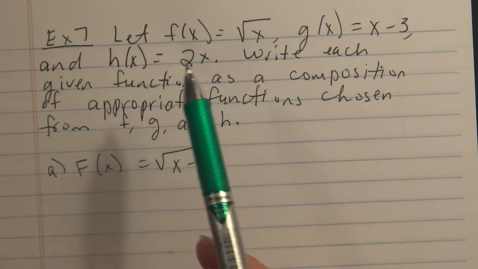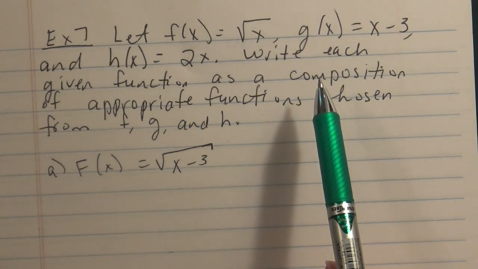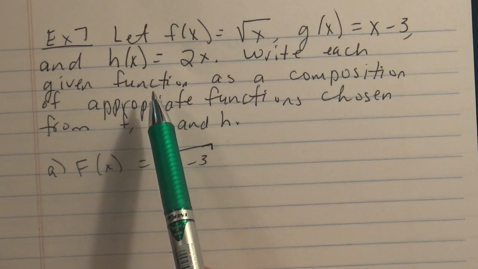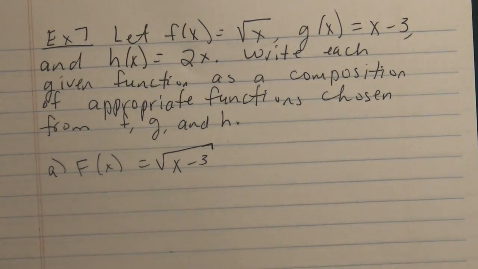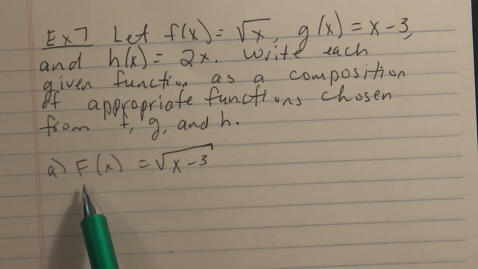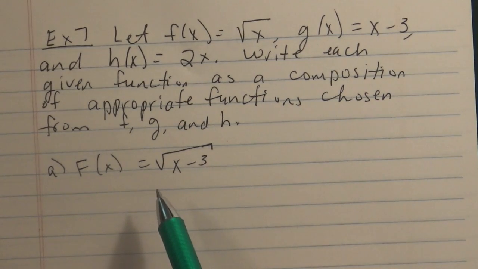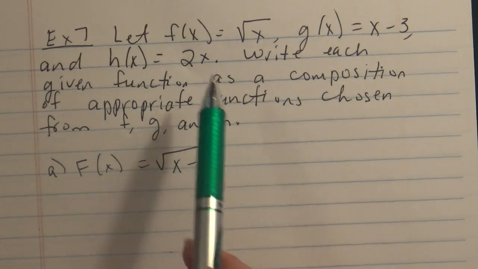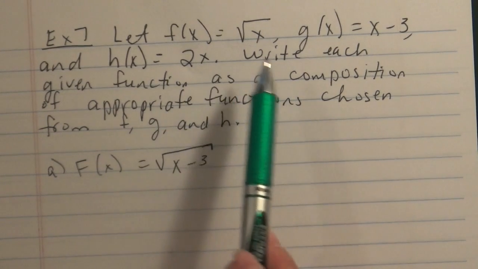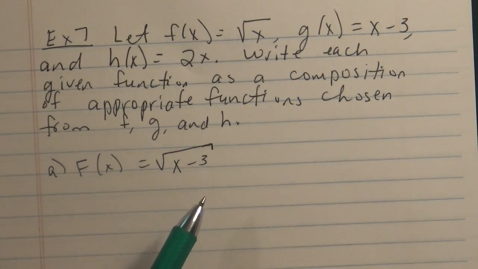In example 7, let f of x equals square root x, g of x equals x minus 3, and h of x equals 2x. Write each given function as a composition of appropriate functions chosen from f, g, and h. Part A, we have capital F of x, so capital F is a different function from the lowercase f. Capital F of x equals square root of x minus 3. So we've got to figure out which of these functions up here were used to create this new function, and how can we write it as a composition.